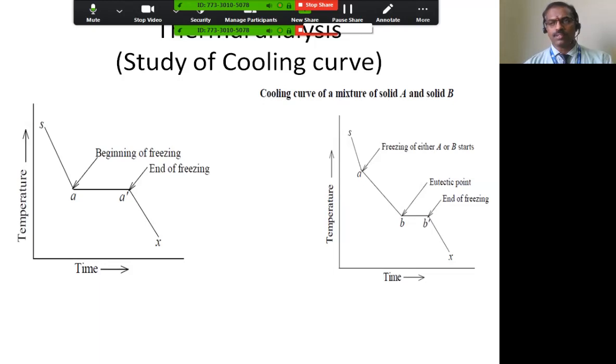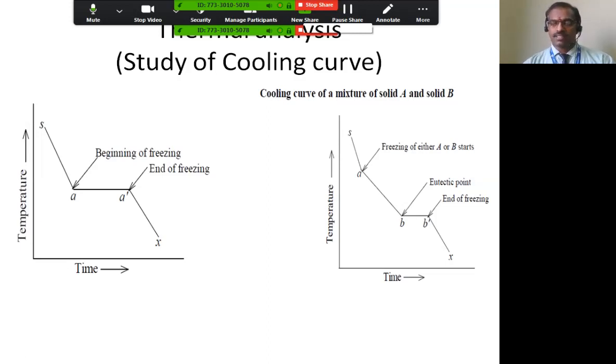You take gold as well as copper. I represent them as solid A and solid B, you can take anything. Take that gold and copper alloy and raise the temperature to the molten state. At point S, that indicates the liquid state, the molten state. Allow it to cool down. It's a study of a cooling curve, correct? At point A, either solid A or solid B comes out. For example, we have taken copper and gold, so either gold or copper, depending upon the melting point, will come out.